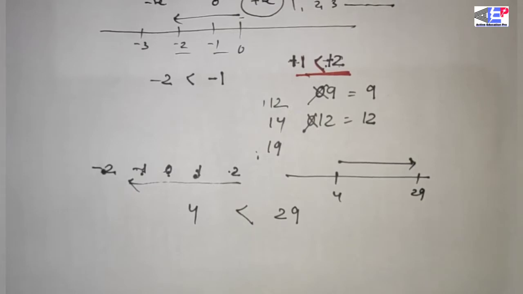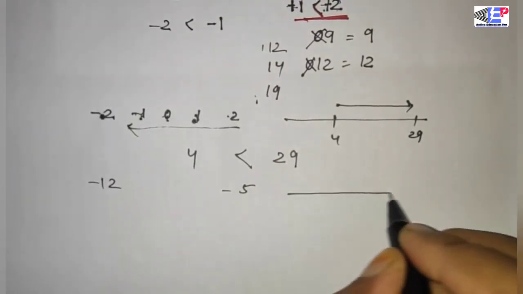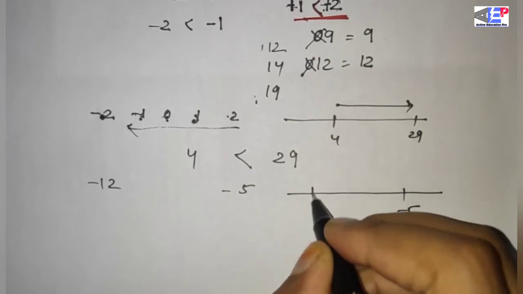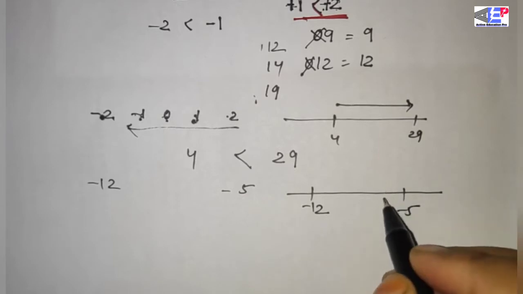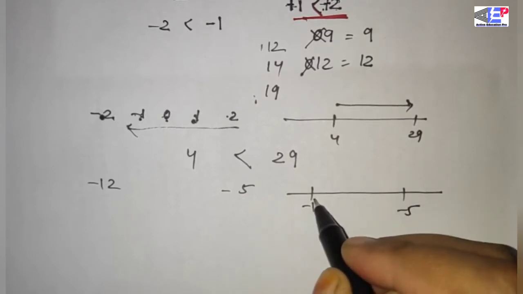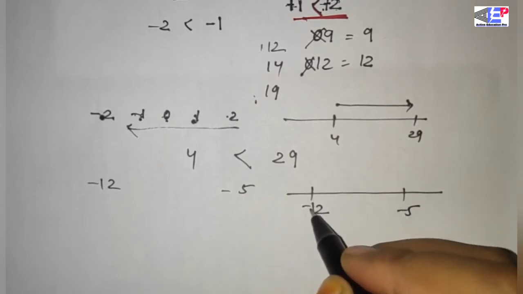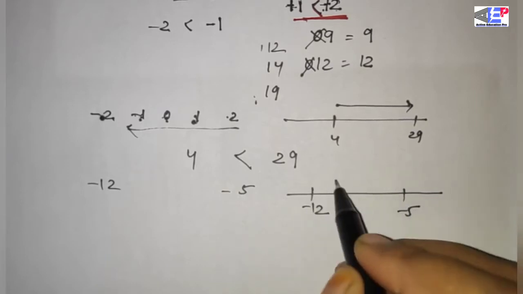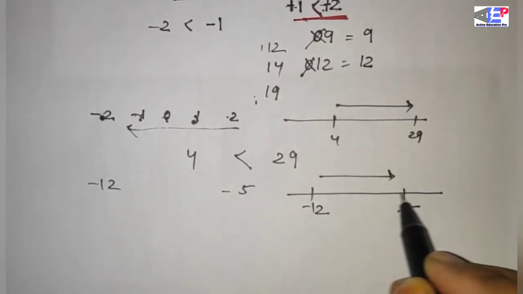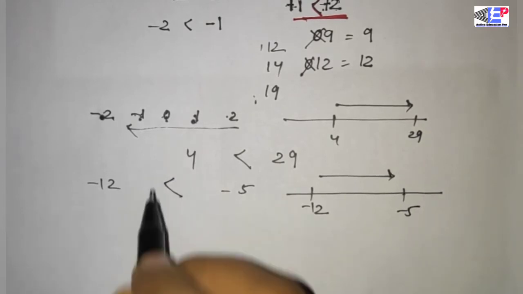Similarly, in the case of negative integers, suppose there are two negative integers, -12 and -5. Look here, -12 and -5. Draw a number line. This is -5 and obviously -12 is present on the left side of -5. So you have to move from -5 to -12. Otherwise you can move from -12 to -5. If you move from -12 to -5, then the number will increase. So -5 is greater than -12.